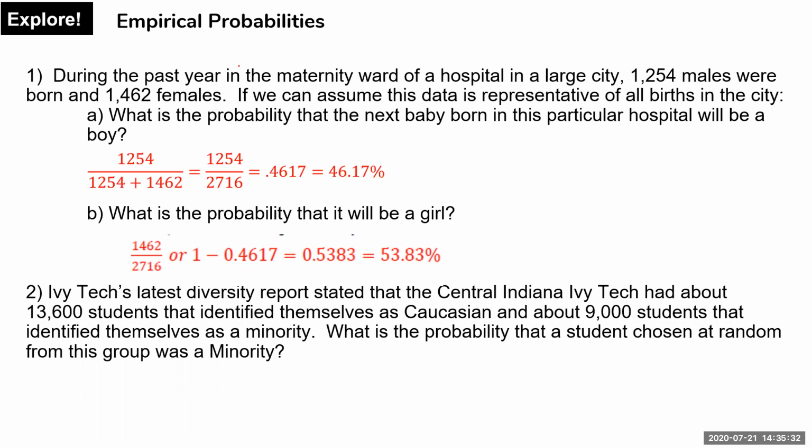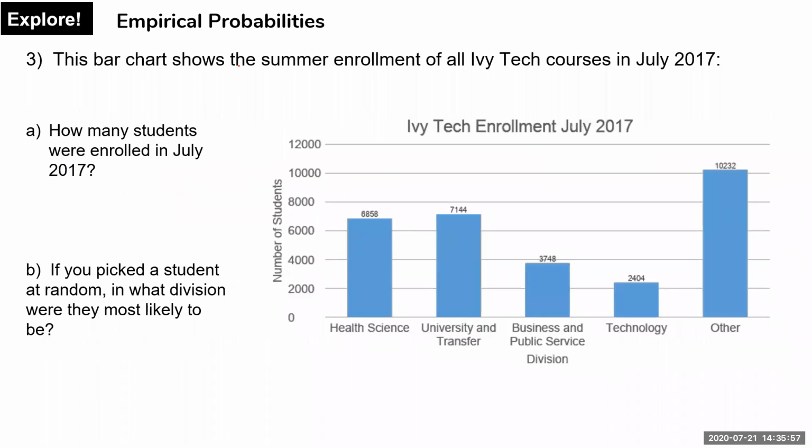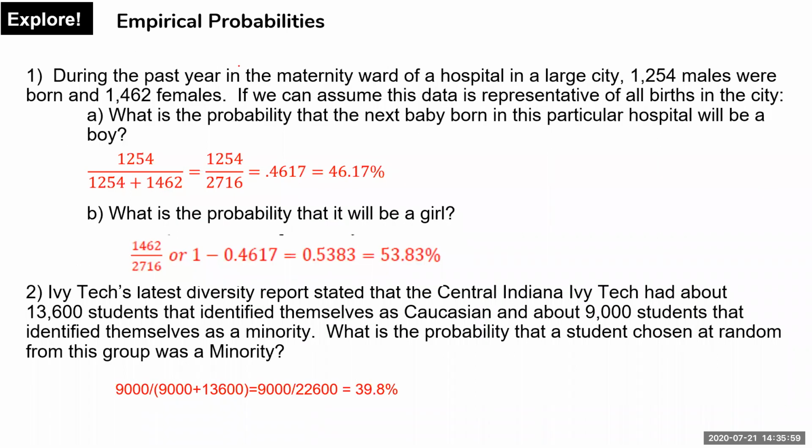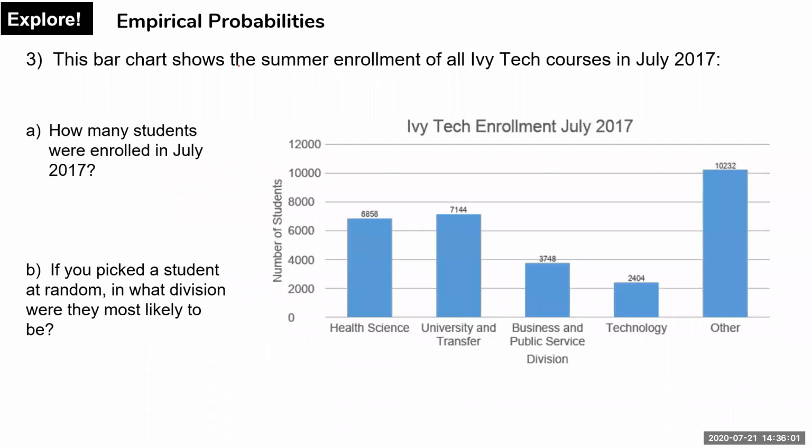Now, Ivy Tech's latest diversity report stated that the Central Indiana Ivy Tech had about 13,600 students that identified themselves as Caucasian and about 9,000 students that identify themselves as minority. Now, what is the probability a student chosen at random from this group was a minority? And that is 39.8%. Okay. All right. So here we do the same stuff.